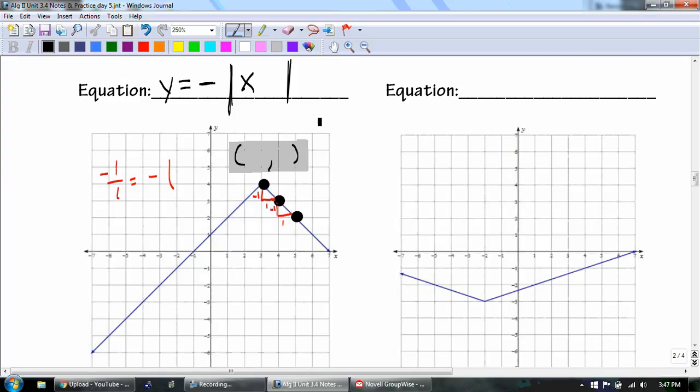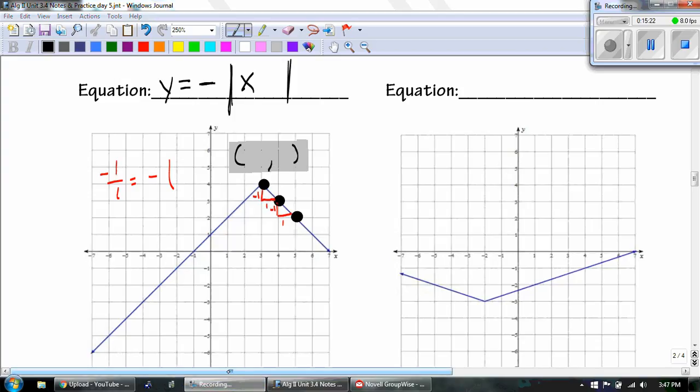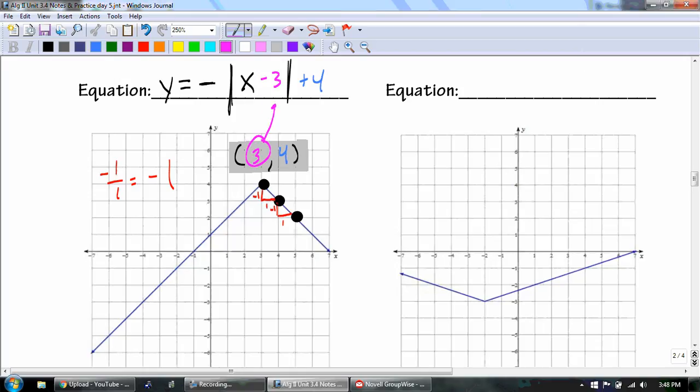Why don't you see if you can pause the video and fill that out? Good luck. Okay, so it's 3, 4. I would take the opposite of 3 to get -3, and then 4 stays the same.